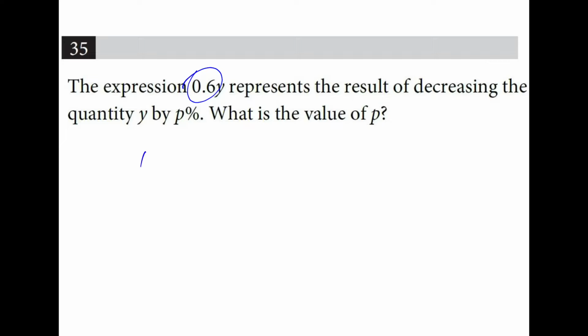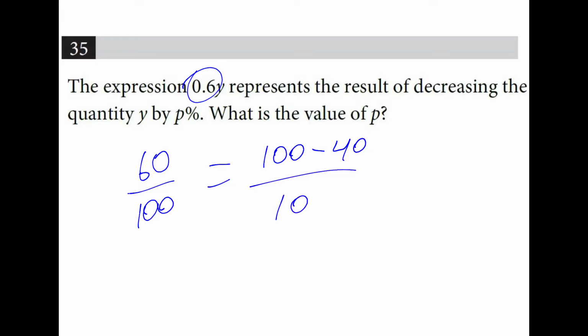0.6y, we find that by taking 60 over 100 and multiplying. So we are decreasing from 100. This is the same thing as saying 100 minus 40 all over 100. So the answer is 40.